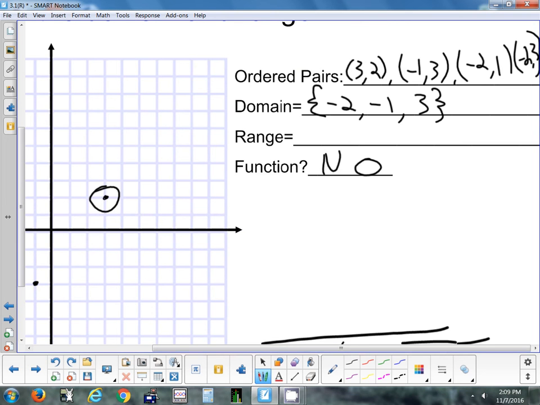Now, what do you notice about -2? I think Liam already said it. What did Liam just say about -2? There's 2 of them. It repeats.